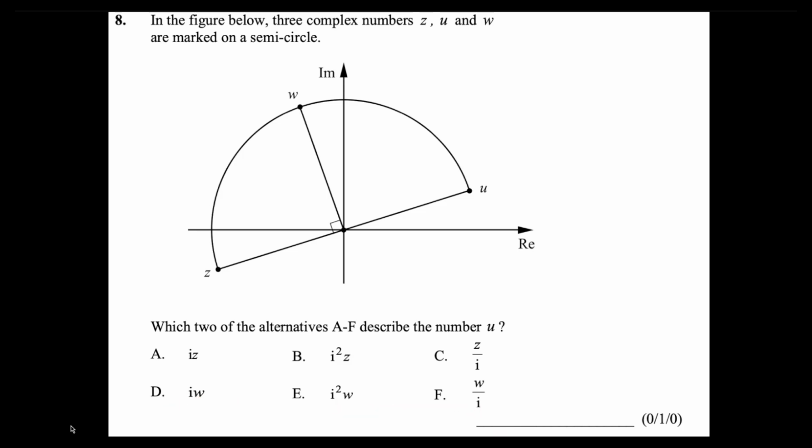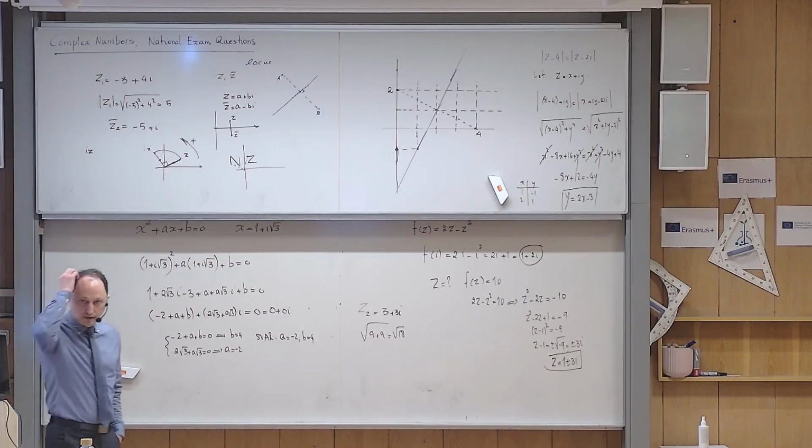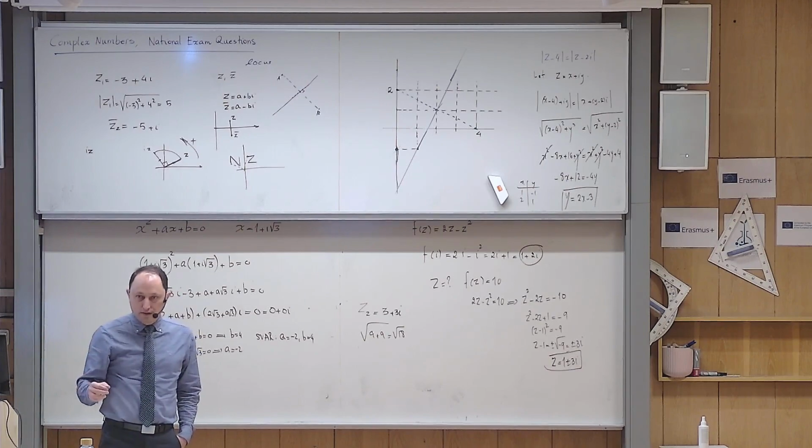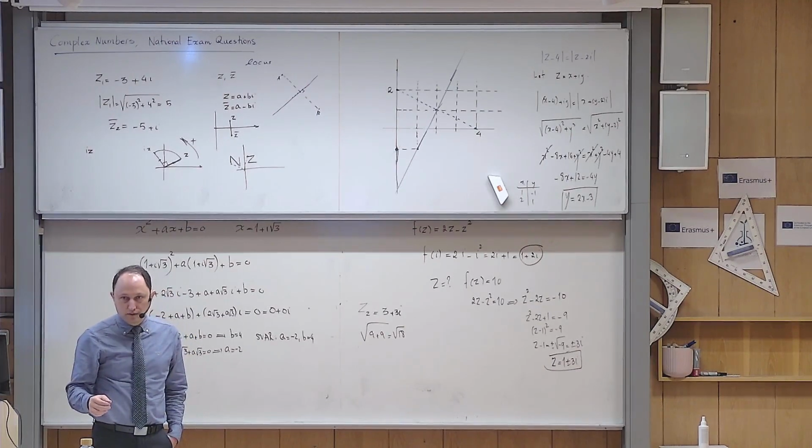That's a more interesting one. So definitely iw does not work because it will rotate it. i squared w will not work. Yes? It should be this one. But can you see why that one is true? Yes? We can, instead of writing w divided by i, write it as w times negative i.